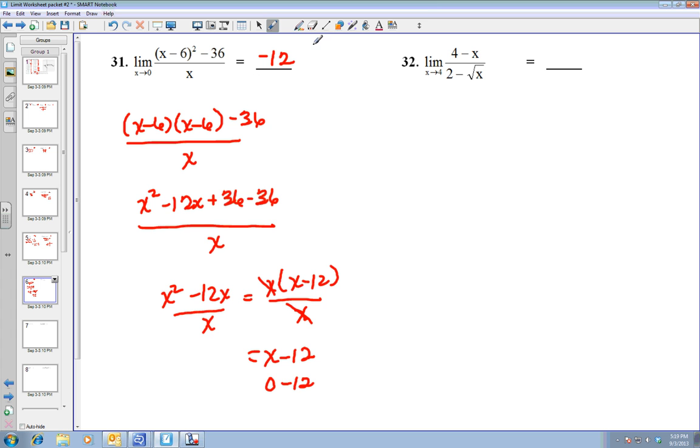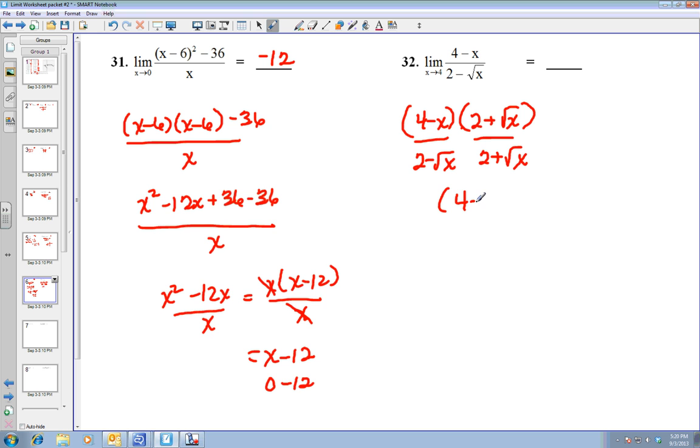Okay, number 32, I can't use direct substitution because I get 2 minus 2, and I get 0. I can't have that. So my hint here is that if I see a radical sign, I'm probably going to have to rationalize. So I'm going to multiply by 2 plus the square root of x. Now I don't ever FOIL out my original problem that didn't have the radical. I'm going to leave that just like that.